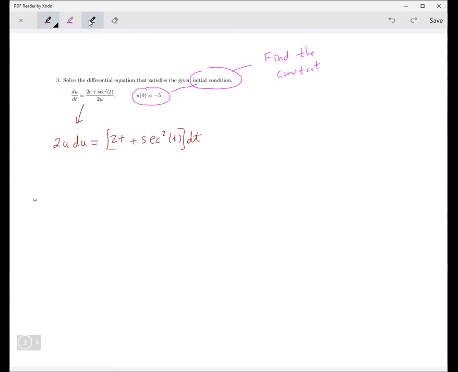Okay, and then you're going to integrate each side separately. Over here we have u squared, because the derivative of u squared is 2u. And then over here, we integrate each of these. So this is t squared, and the integral of secant squared is tangent. And then you add a constant on the end like that.